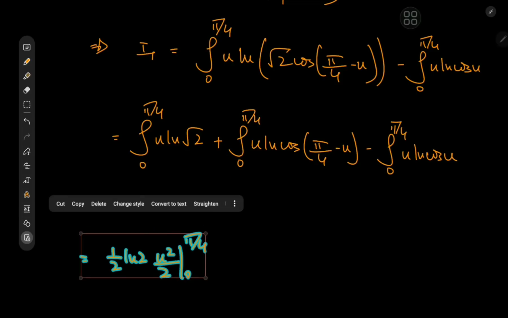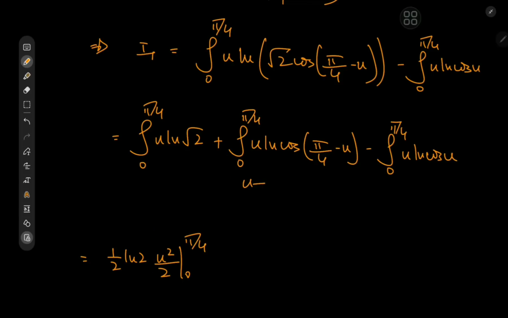Well, I could introduce the phase shift, that is taking u from the u realm to the pi by 4 minus u realm, which means I have the integral from 0 to pi by 4.